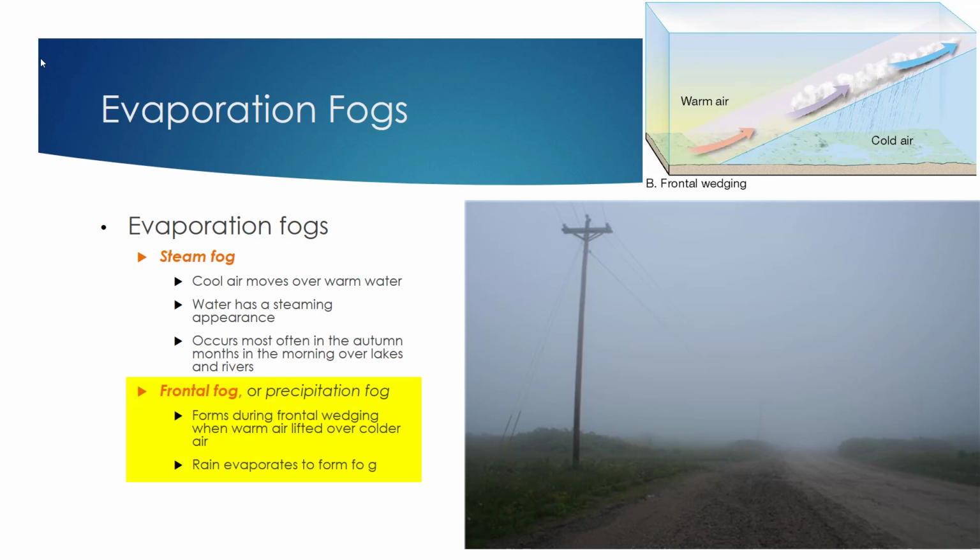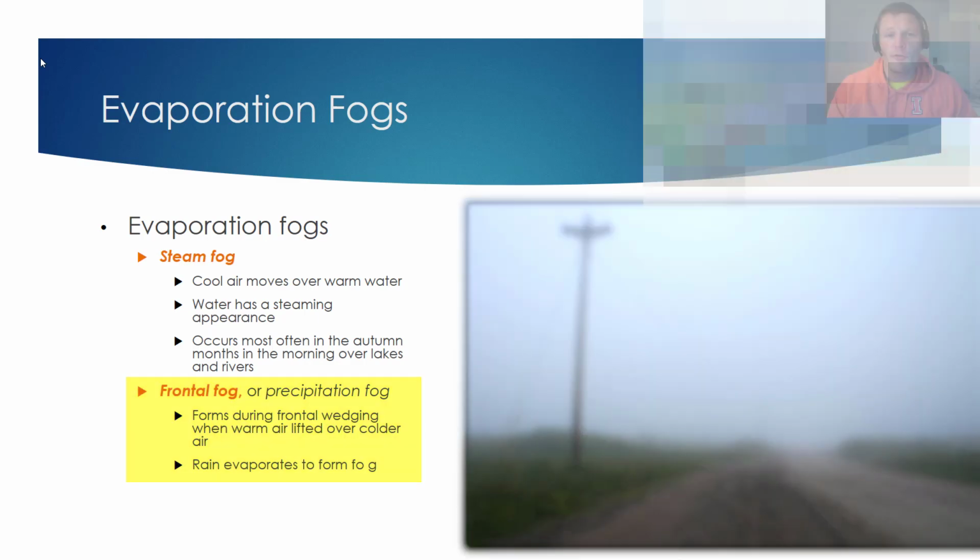Now with frontal fog, something interesting occurs. The clouds form precipitation, but as that precipitation falls towards Earth's surface, the raindrops evaporate. Now, raindrops that are evaporating are going to add water vapor content to the air. And especially when those raindrops are falling through the cold air region, where cold air doesn't have as high a capacity for water vapor before reaching saturation, you can see the formation of frontal fog.